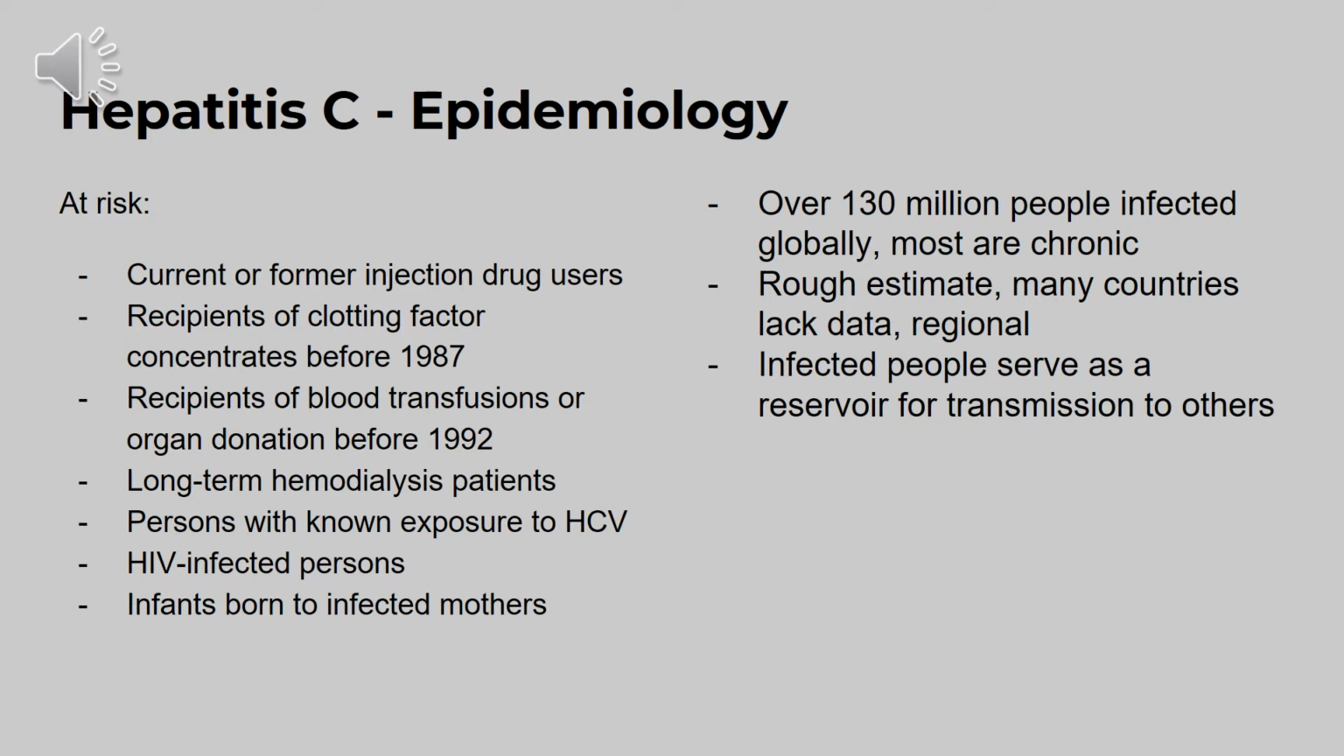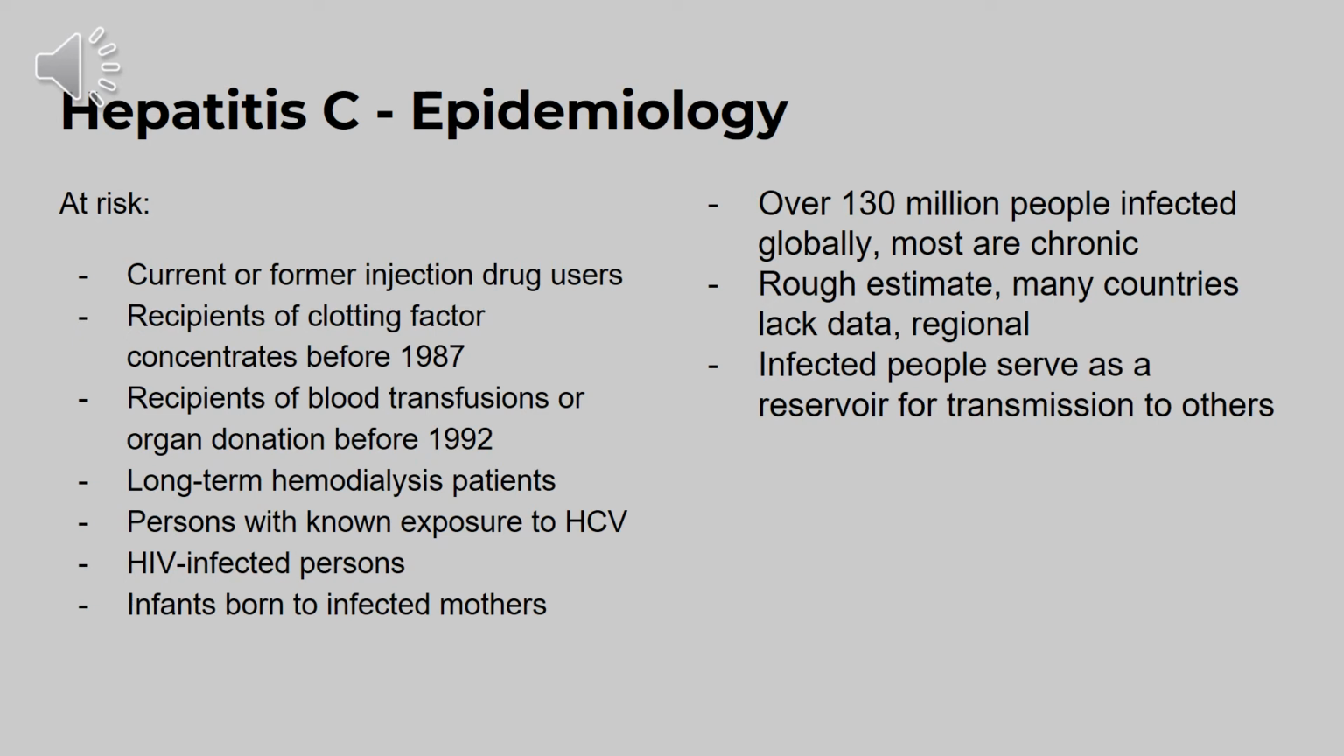So as far as those at risk for developing hepatitis C, once again, this list comes from the CDC website directly. The ones that I wanted to point out that are a bit different from hepatitis A and B are those who are either current or former injection drug users, those that were recipients of clotting factor concentrates before the year 1987, as well as recipients of blood transfusions or organ donation before the year 1992. Those at risk could also be long-term hemodialysis patients or those that are infected with HIV.